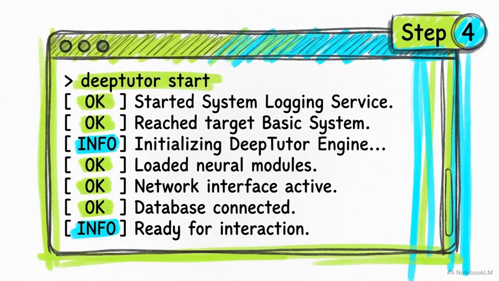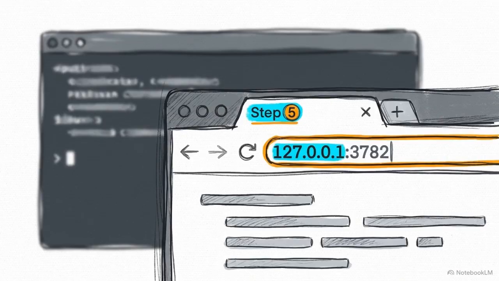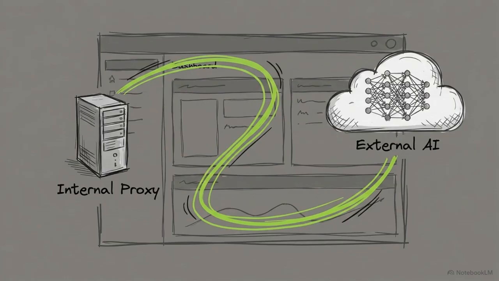Now type DeepTutor start. Watch your terminal output. You are looking for the final confirmation log that both services are actively running. Leave that terminal running in the background. Open a web browser and navigate to localhost port 3782. When the web dashboard loads, your setup is complete. Reaching this screen confirms that your internal proxy and the external AI connections are communicating properly.